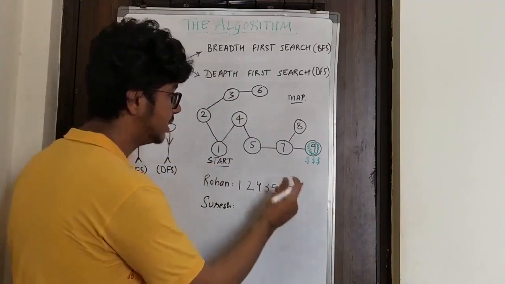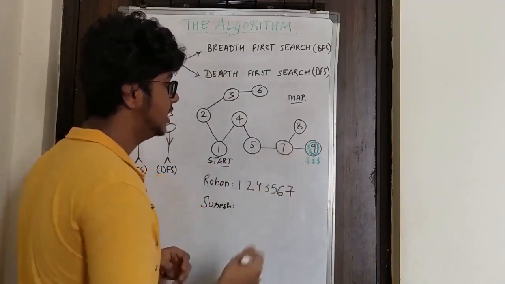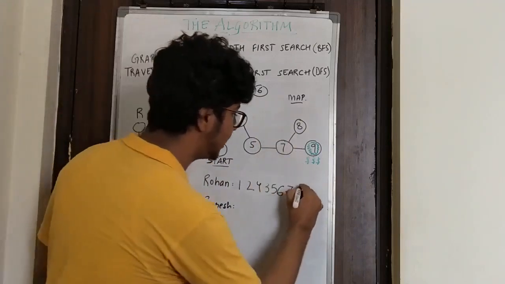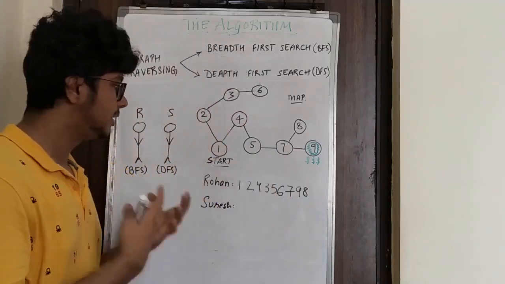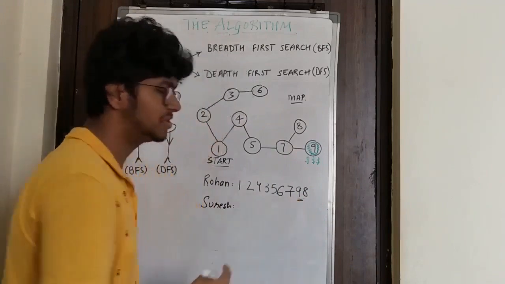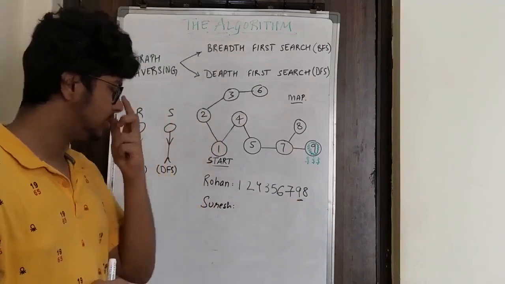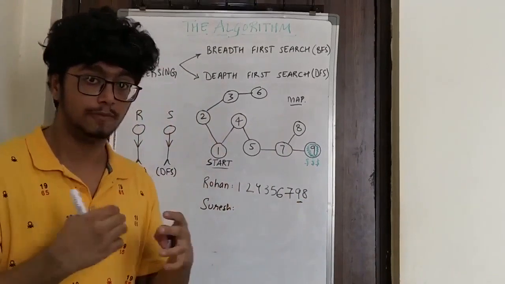Then comes node 7. Now 7 is connected to 8 and 9, so you can take them in any order. I will take 9 first and then 8. It is absolutely fine. And yeah, he gets the treasure over here, right? So finally he found the treasure. So this is the approach which Rohan followed.